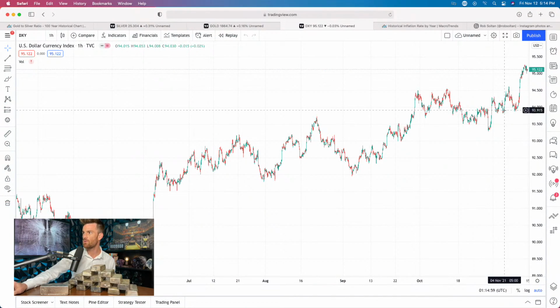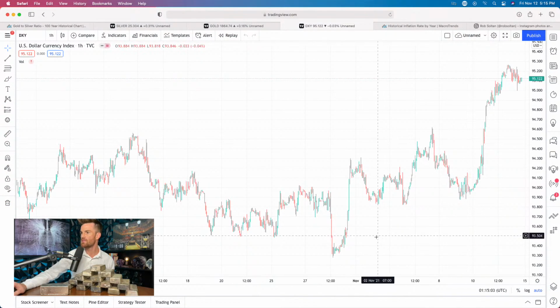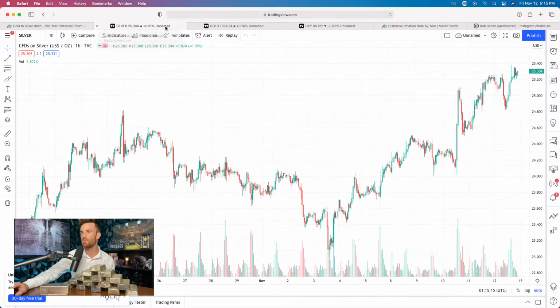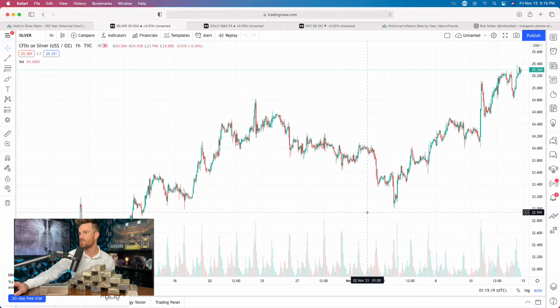Again, let's take a look at this. We'll zoom into this time period here. So November, just at the end of October, beginning of November, right here, about 93 something on the dollar index. And then let's go to the same period of time on silver. We see the same period of time, right around here, it starts going up at the same time.